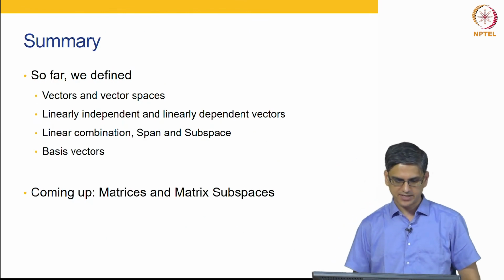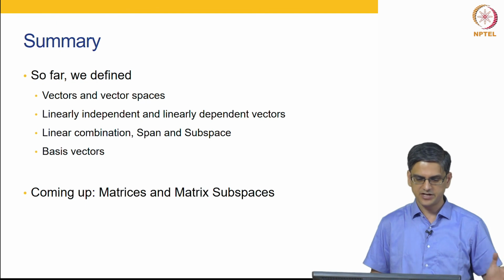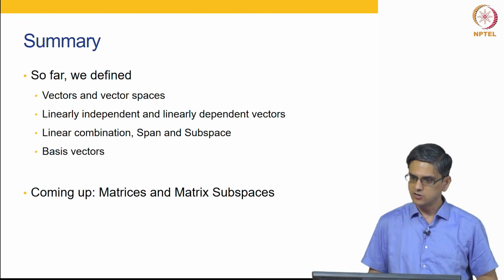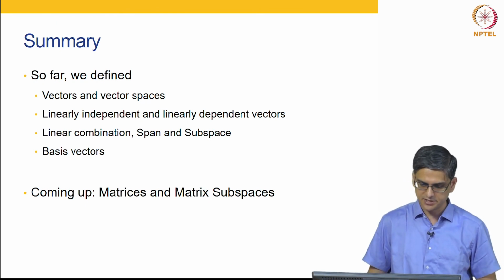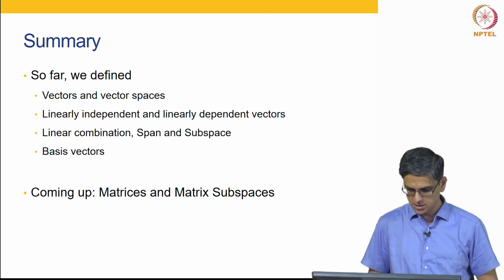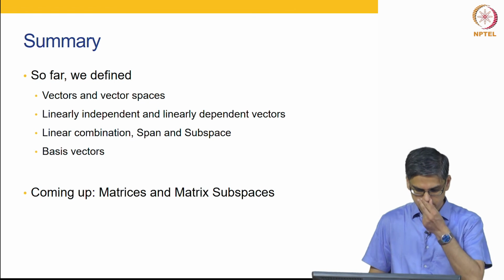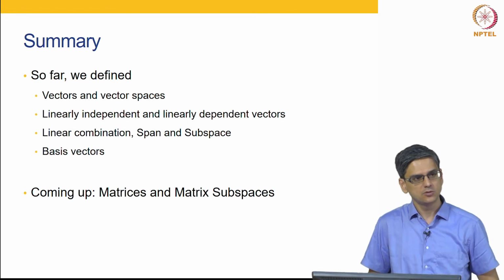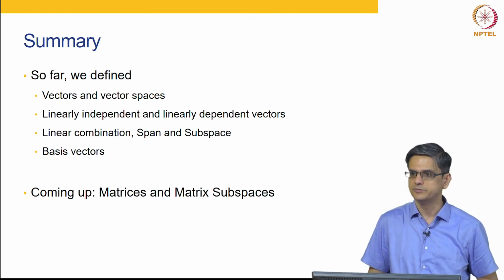So, just to summarize, what we have done is defined vectors, vector spaces, talked about linear independence, linear dependence, linear combinations, span, subspace, and talked about basis vectors. What we are going to then talk about is matrices and matrix subspace.